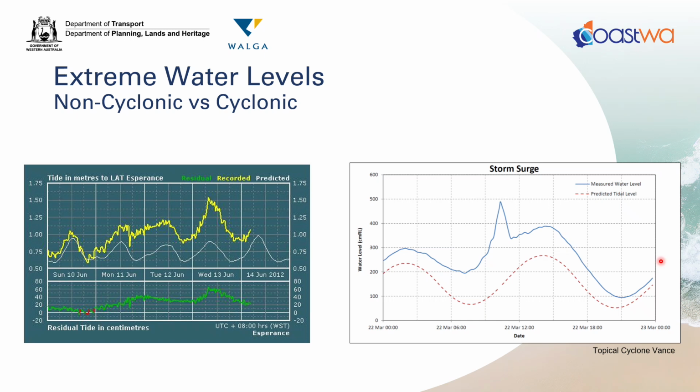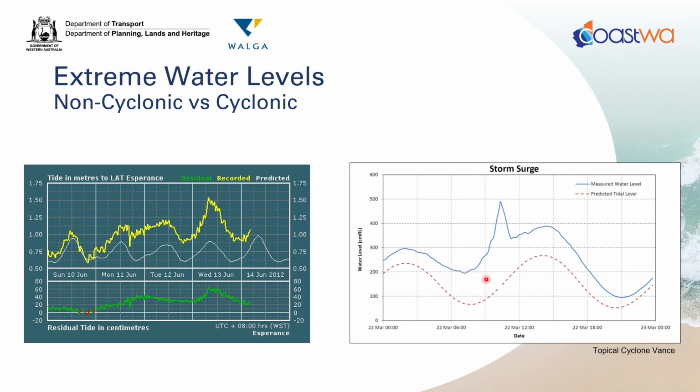When you look to the north, this plot on the right shows a water level time history associated with the passage of Tropical Cyclone Vance, which was a severe cyclone that impacted Exmouth in 1999. So you can see in the red dashed line the predicted tidal level, and then in the blue is the measured water level. Even before the main peak of the storm, the total water level was some 1.2 metres above the residual.